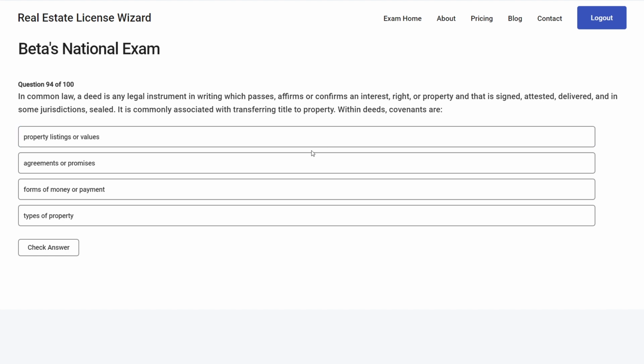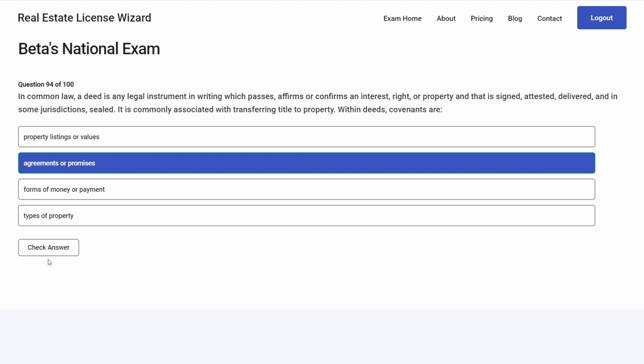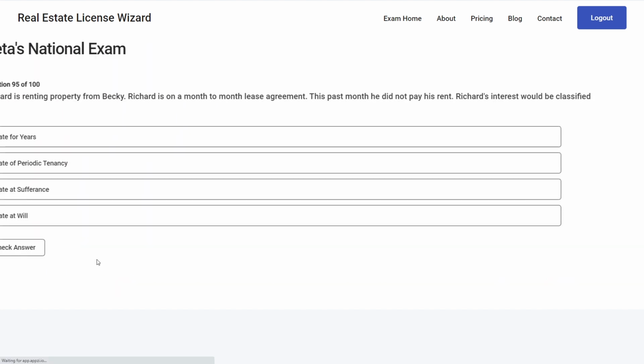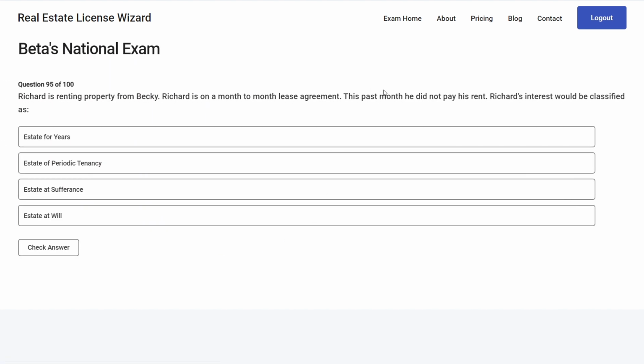Alrighty. Hopefully you guys were paying attention earlier. It's agreements or promises. Remember we were talking about covenants earlier? So yeah, covenants are agreements or promises within deeds. Luckily you guys lucked out there because earlier we were talking about that. So hopefully you got that one. As I mentioned earlier, a warranty deed can include 6 forms of covenants, and they're just legally binding promises and warranties.